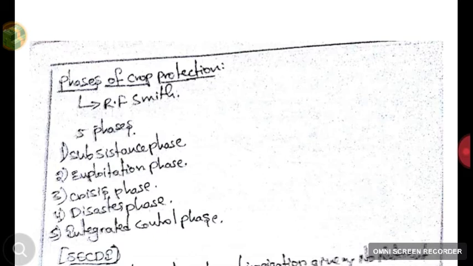SECD. Subsistence phase, exploitation phase, crisis phase, disaster phase, integrated control phase. In SECD, each letter represents one phase. S refers to subsistence phase, E refers to exploitation phase, C refers to the crisis phase, D refers to the disaster phase, I refers to the integrated control phase. Let's study each and every phase in detail. SECD is our shortcut just to remember these phases.